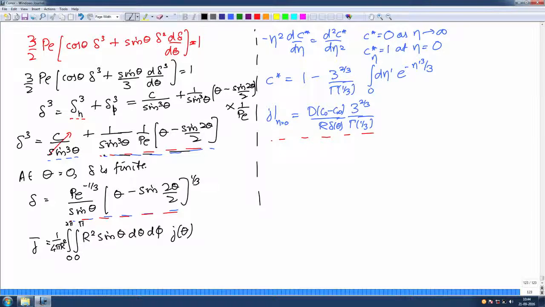So, inserting that into this expression, the average flux that I will get at eta equal to 0 will be equal to D into C naught minus C infinity by R, times 3 power 2/3 by gamma of 1/3. I have 1 over 4 pi. The r square in these two will cancel out in the expression for the average flux. Integral 0 to 2 pi of d phi, the meridional angle.